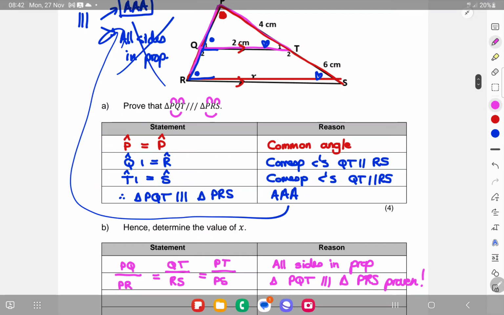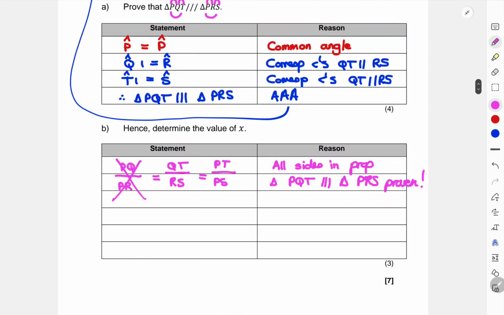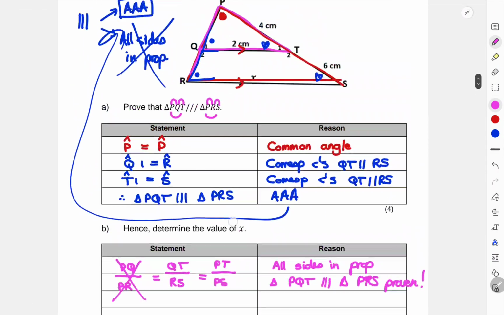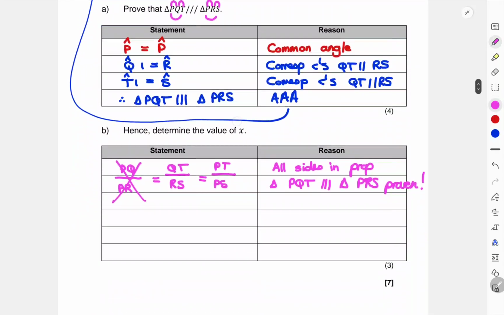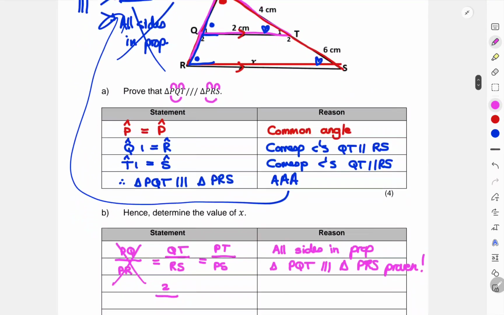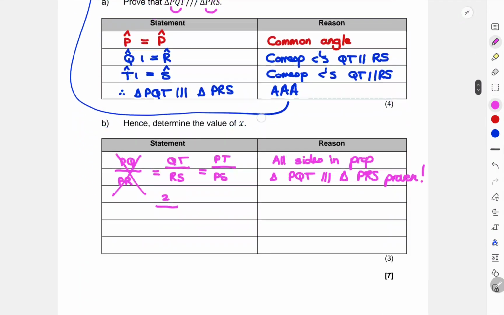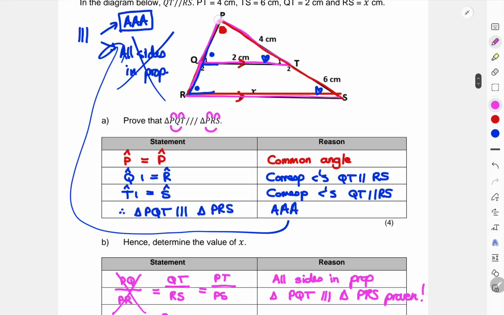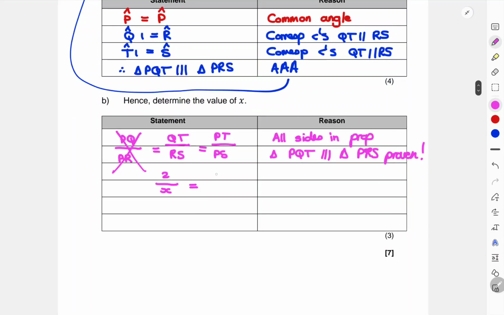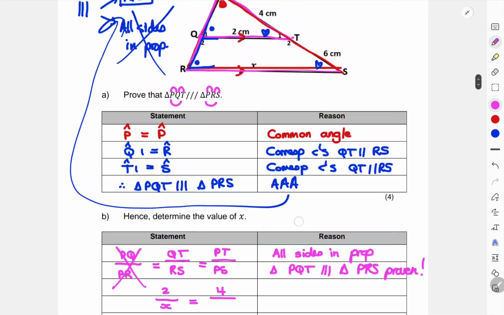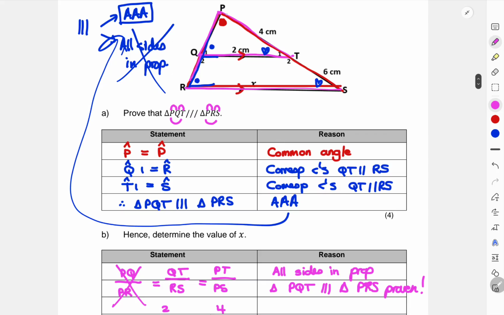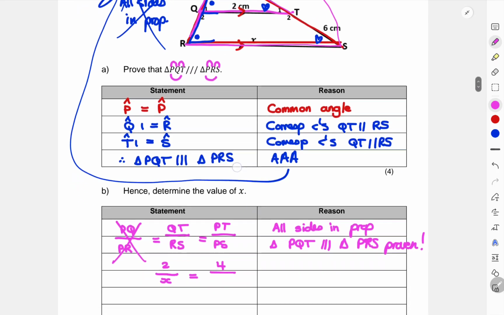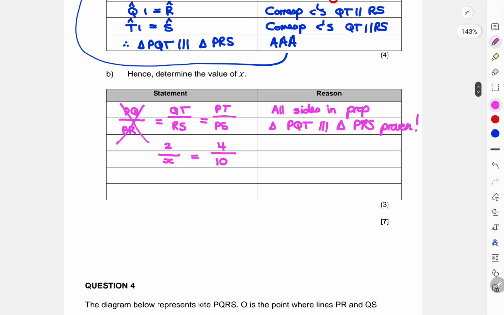Can you see that sides we don't have? So you can just ignore that fraction over there. It is equal to QT, which is 2, over RS, which is X, is equal to PT, which is 4, over PS. Now, very important, it's those two added together, which gives you 10.